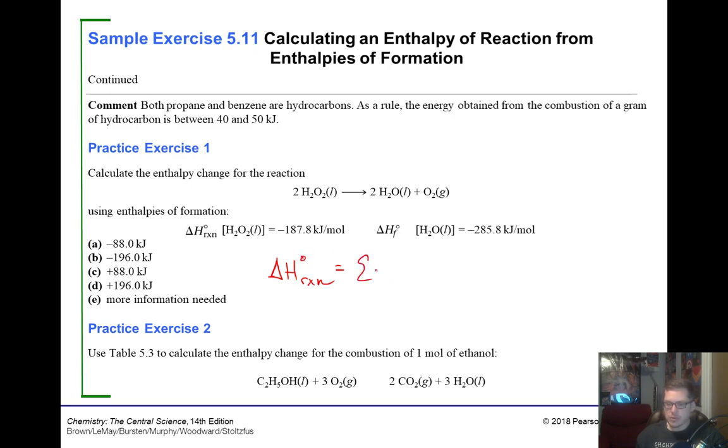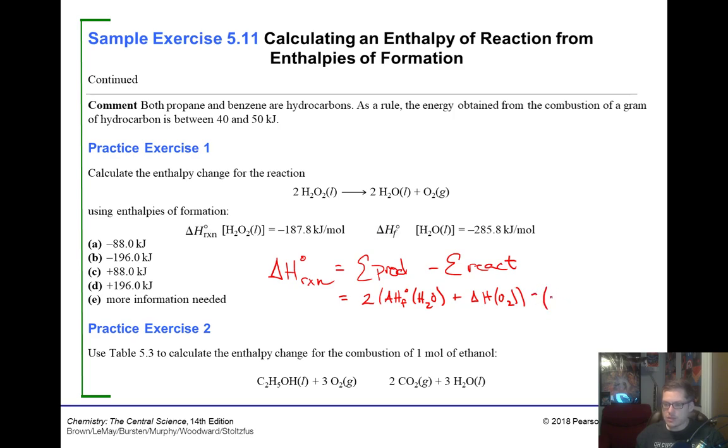So it's the sum of the products minus the sum of the reactants. The products are H2O and O2, so that would be 2 times the delta H of formation of H2O, plus 1 times the delta H of formation of O2. Those are our products, and then we'll subtract out our reactants.